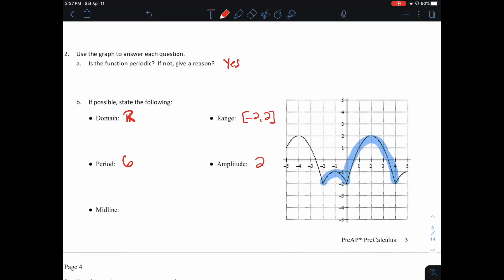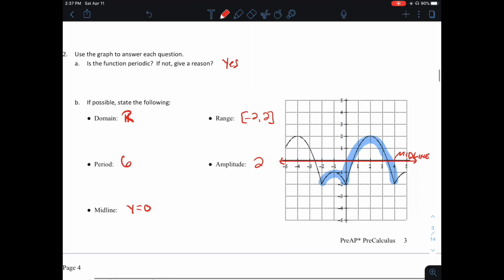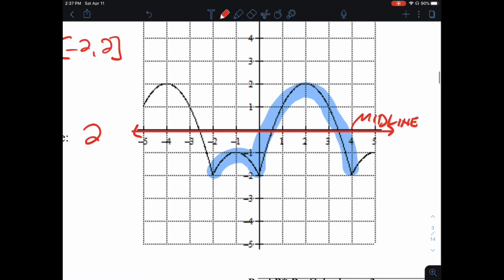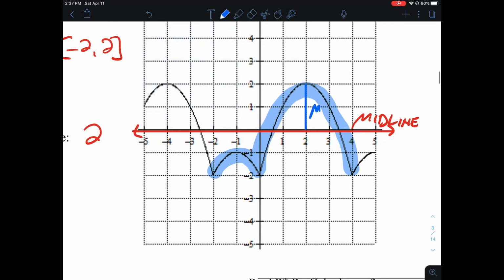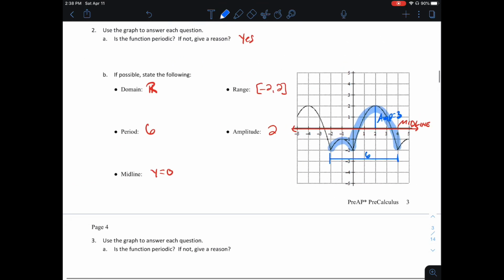The midline is halfway between the highest and lowest points. It's usually a good idea to identify your midline graphically. That looks like it's at y equals 0. If you wanted to mark up this picture a little bit to add some of this to it, the midline is clearly there. This is the amplitude. And this is the period length. If that's helpful, add it to the picture. If it isn't, then don't.